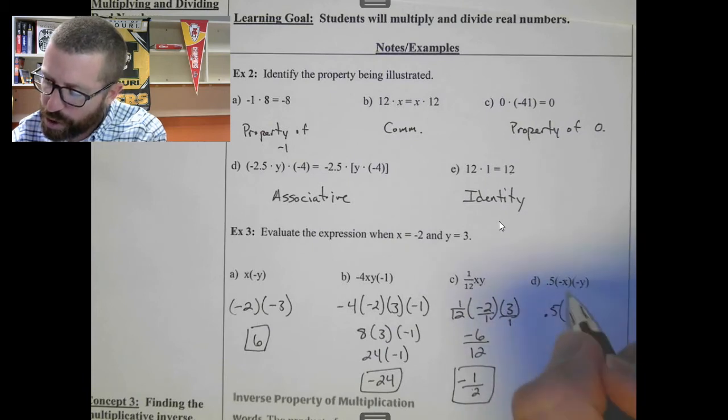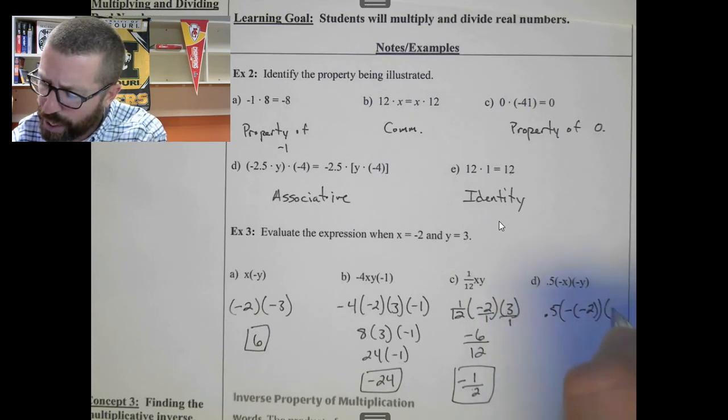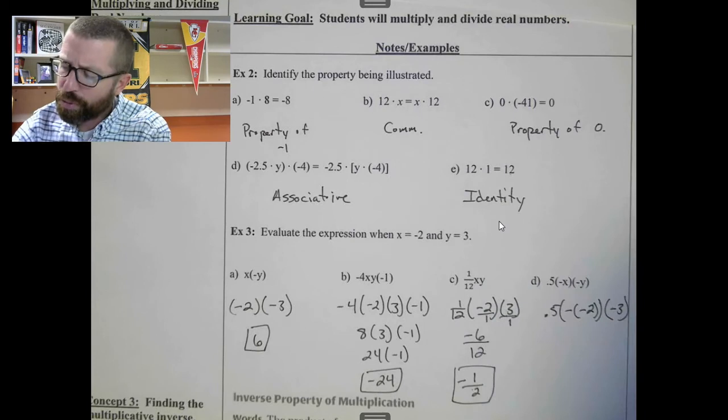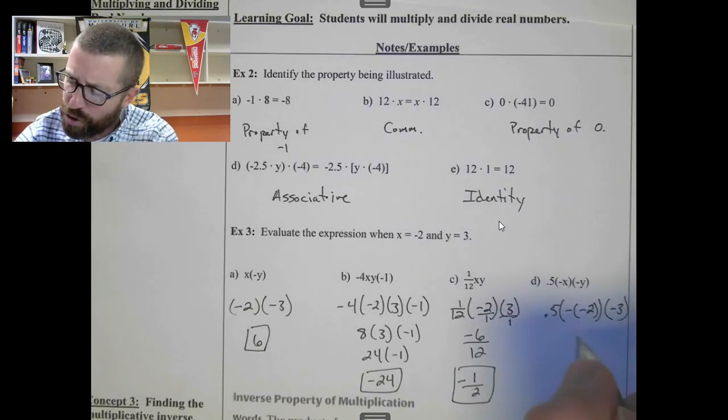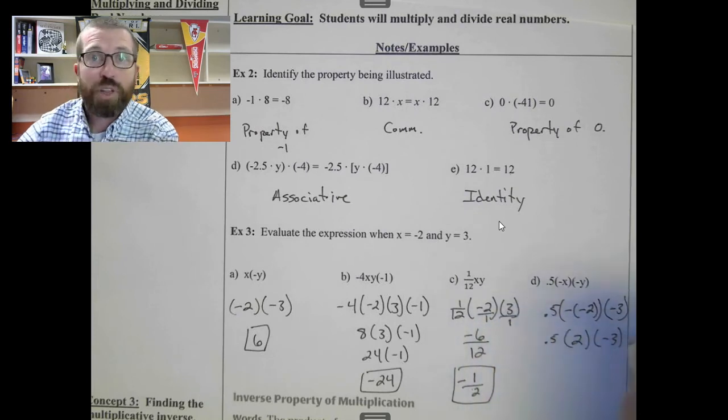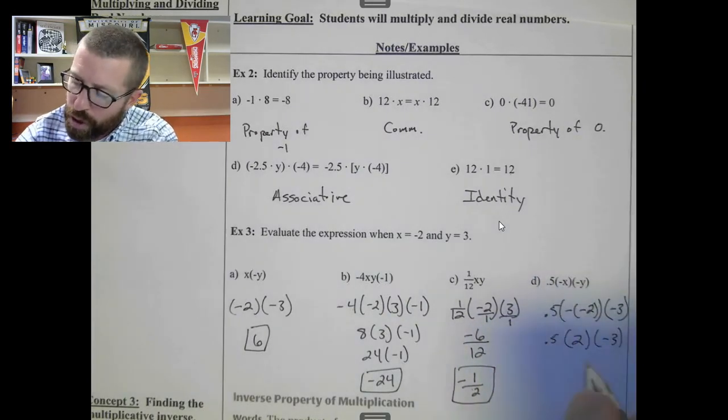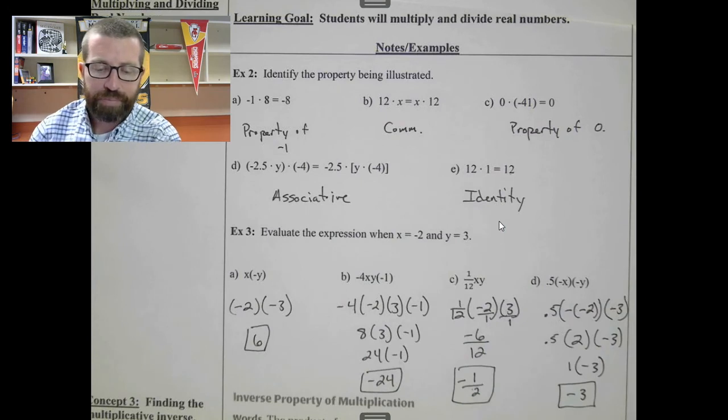And then 0.5 times negative 2, which is kind of weird, and then negative 3. So you probably won't write this too often. If it's negative x, then you just change the sign, make it positive. And 1/2 times 2, that's the same as dividing by 2. So that's just 1, and that's just negative 3.